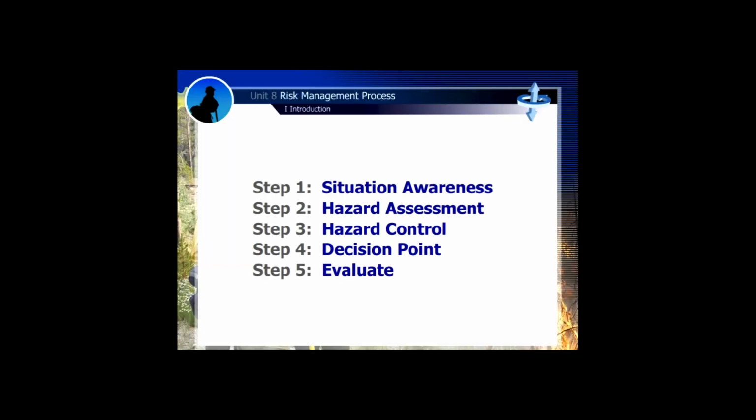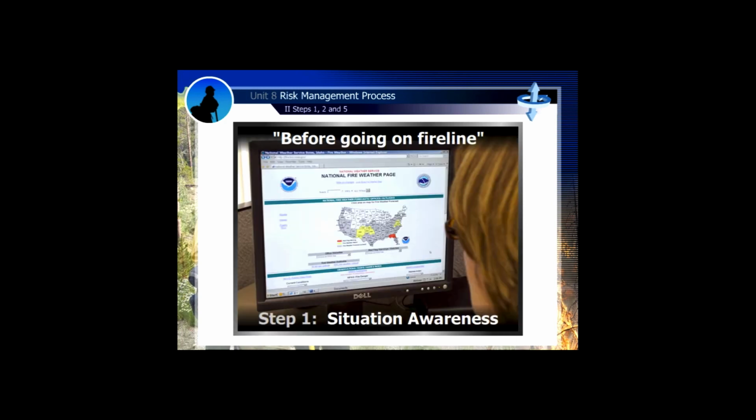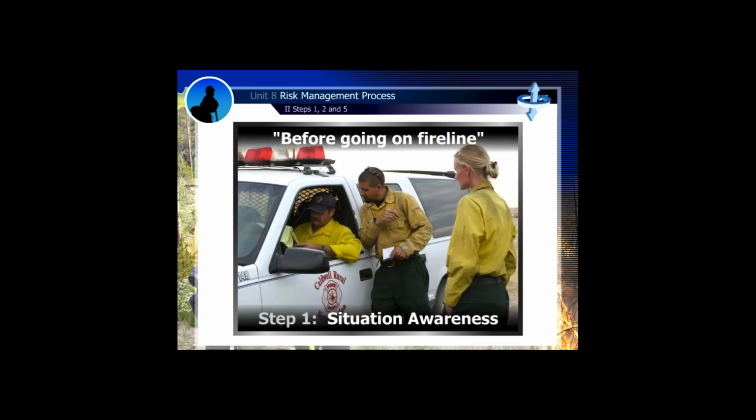There are 5 steps in the risk management process. 3 of these steps are directly relevant to the look up, down, and around indicators. During Step 1, Situation Awareness, gather information about the indicators before going on the fire line. For example, check websites for weather and fuel information, and talk with local fire personnel.